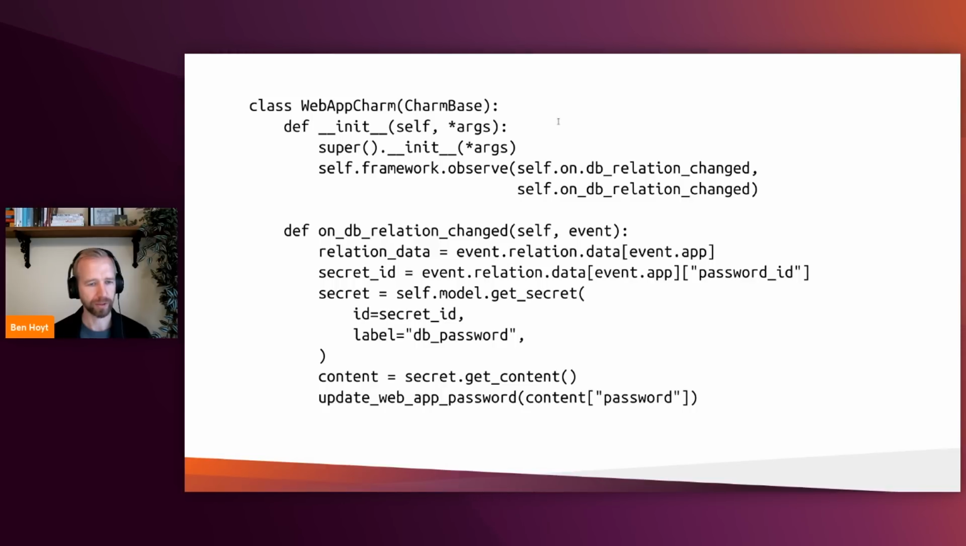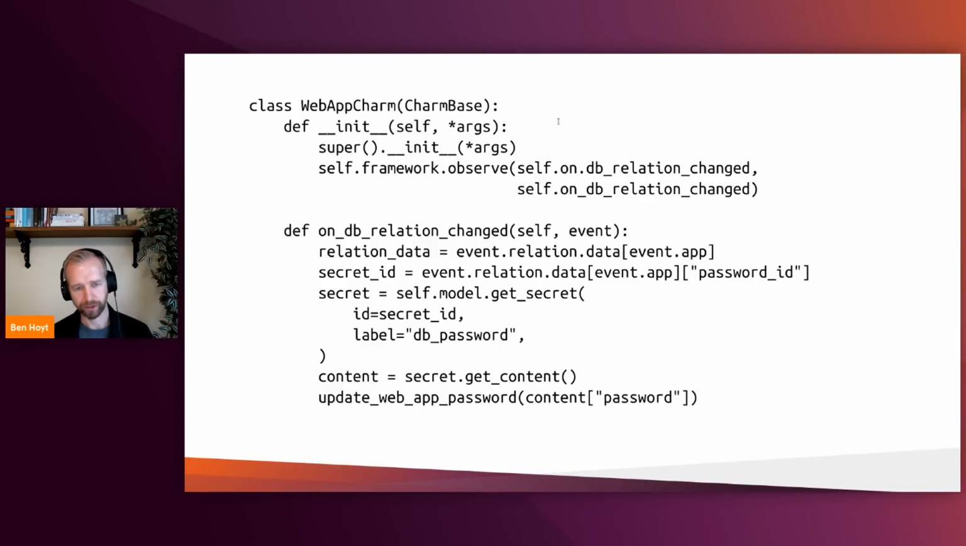the first thing we do is look up, using relation data, the password ID. Then we call model.getSecret to fetch the secret object by ID. Once again, we assign a label. This is a local label to the consumer charm, so it can be different from the other label we saw in the owner side. So we're attaching a local label in case the charm needs to look it up later by label. And second to last line there is secret.getContent.